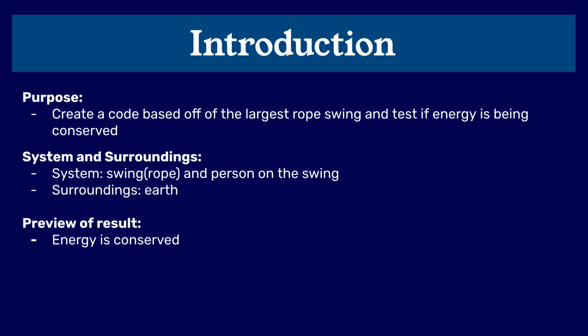The purpose of this lab is to create a computation model based off of the largest rope swing and determine whether energy is being conserved. In this experiment, the system is the swing and the person on the swing, while everything outside of the system, such as gravity and the earth, constitutes our surroundings. For a quick preview of the result, the change in total energy will be 0.